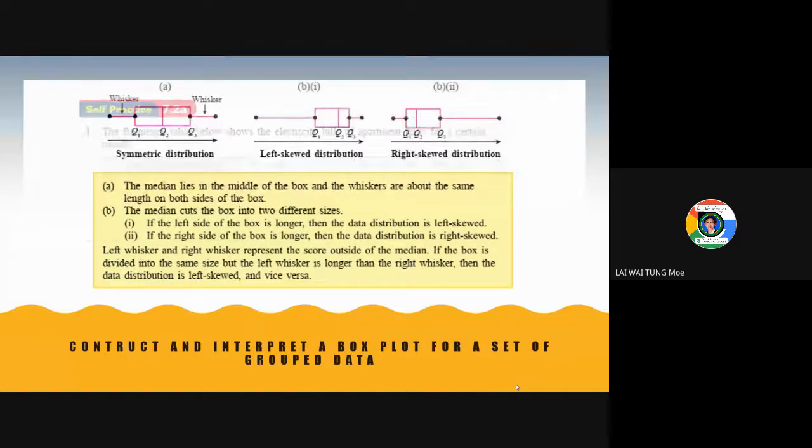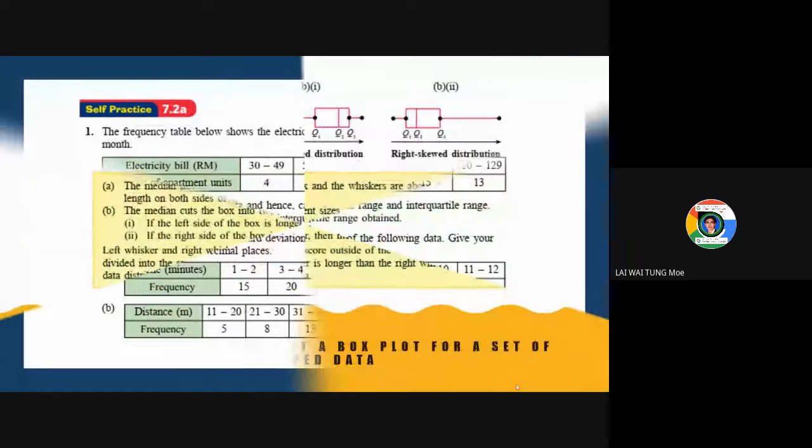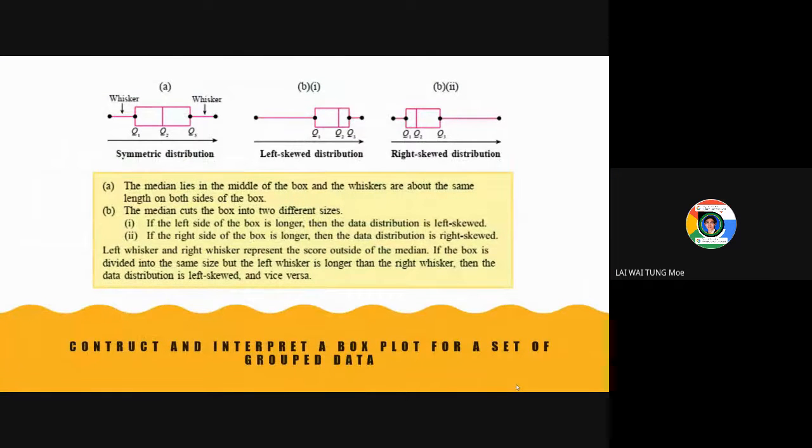So the next part is we want to construct and interpret a box plot. How do we know whether the data distribution is a symmetric distribution, left skew or right skew? If I give you a box plot, can you interpret it, and how do I interpret it? And how do I construct a box plot from an ogive? This is what we will learn in this subtopic.